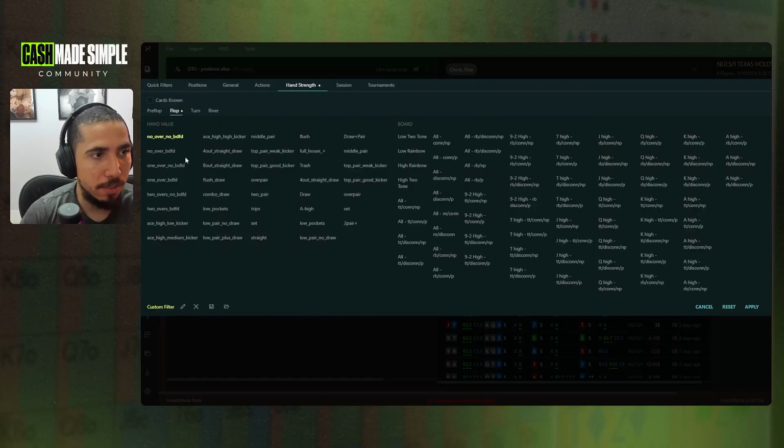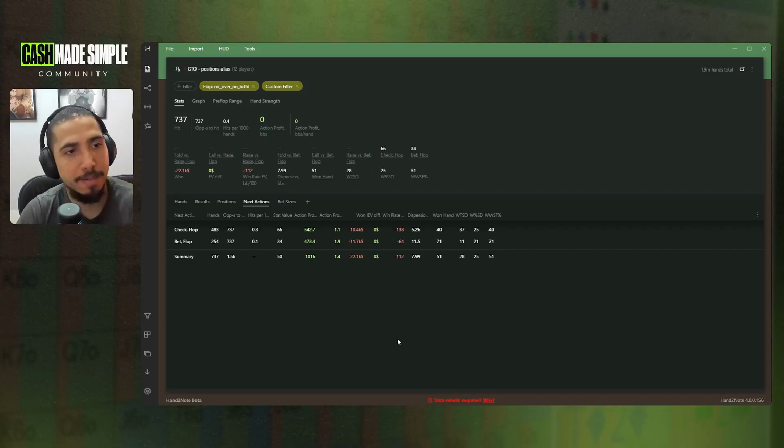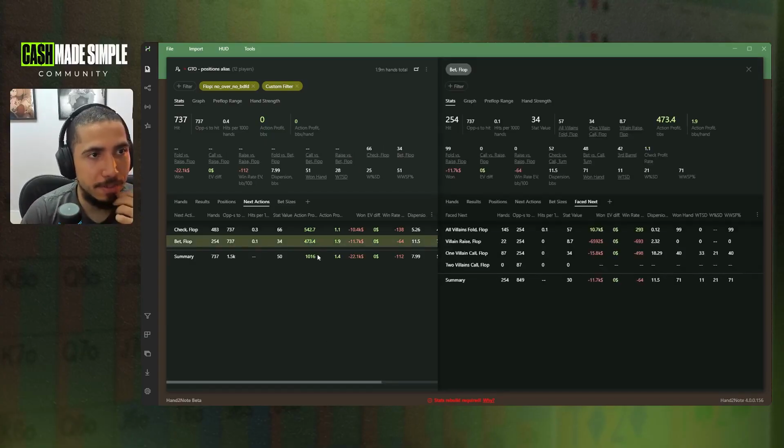Lastly, let's take a look at no over, no backdoor flush draw. Complete trash. Take a look at that. Complete trash. No over, no backdoor flush draw. We bet 34.66. Take a look at that, my friends.